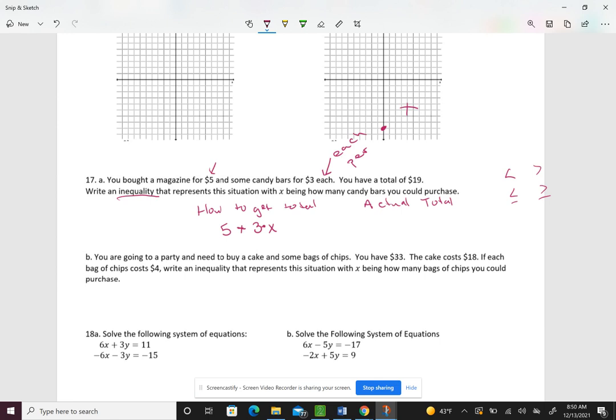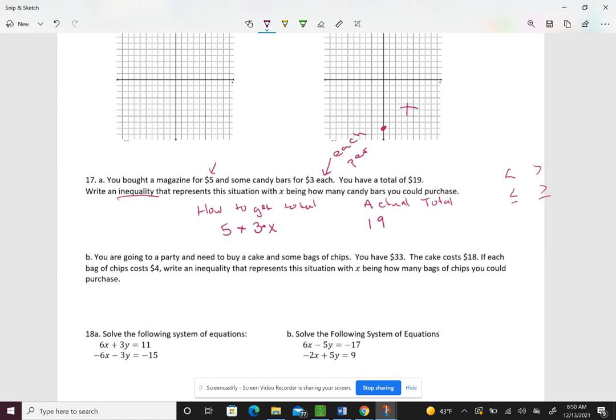But I do know this, that I have a total of $19 that I can spend. So the actual total is $19. Now, this is where it gets a little bit tricky. How do I get to that total? That doesn't mean I have to spend exactly 19. It just says I have 19. So how I get to that total is how I spend my money.